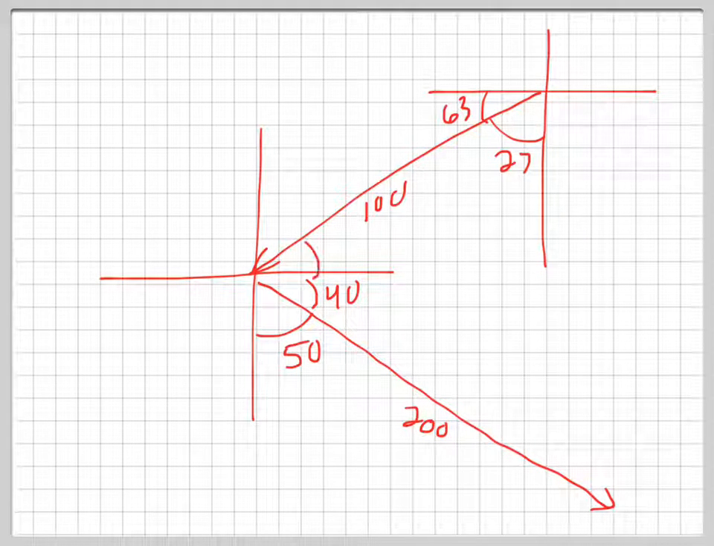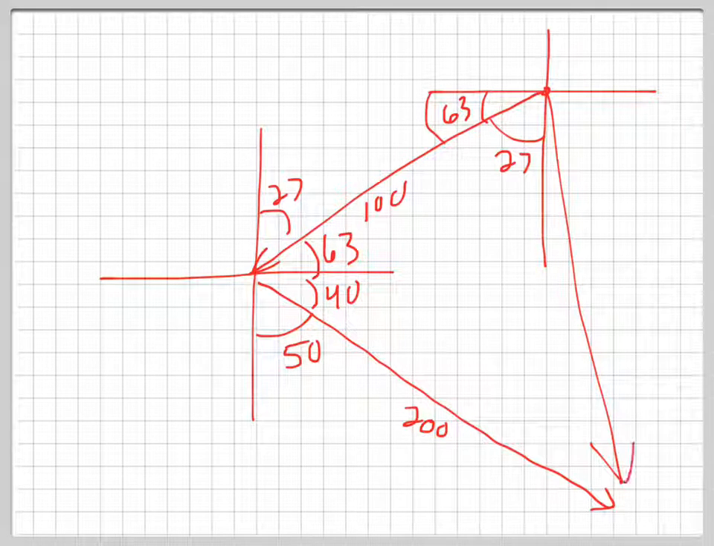Let's see. This angle here would be 63, right? Opposite of this. And this would be 27. Okay, so I'm going to get the resultant of this. So I'm going to go from here to there. I want to find this resultant. And that's good because I have 63 and 40. This is 103 degrees, my angle in the middle. And so I can use the law of cosines.